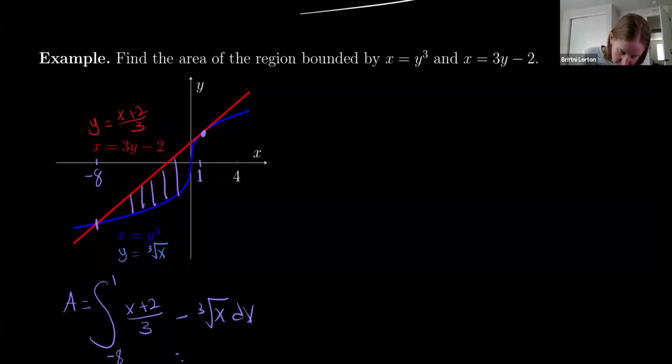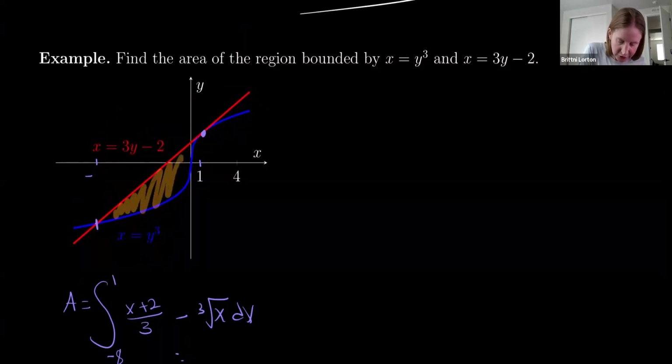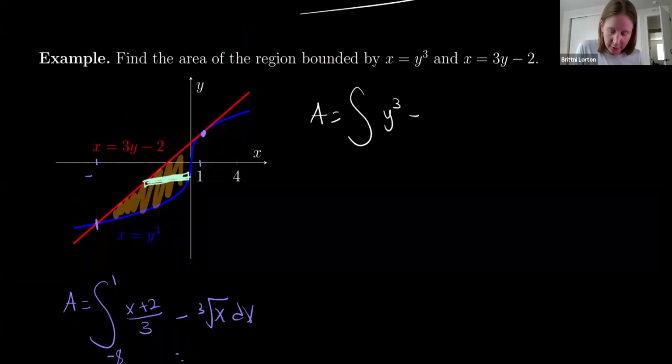Or if you wanted to, it's also worth our time to notice that I could have done the other sliver. If I were to do my dy sliver in that same shaded region, then I don't have to get y by itself. I can leave them as they're already given to me, as an x by itself. And then that would be the integral of the right minus left, which would be y cubed minus (3y minus 2). Don't forget to distribute that negative, so you need that parentheses.